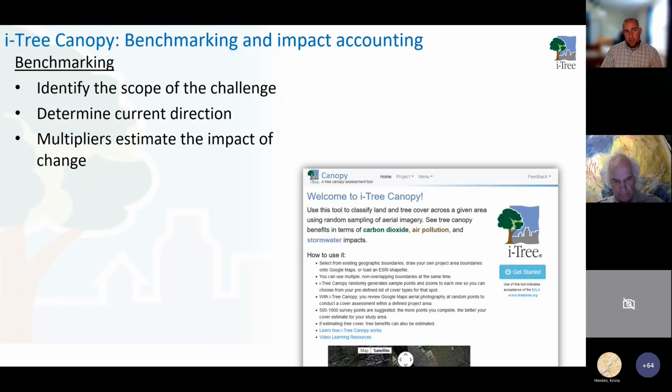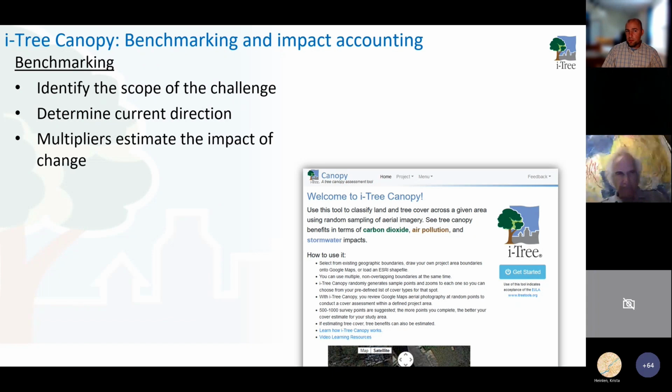So just to put it in writing, Canopy is a great tool for benchmarking. You can definitely identify the scope of the challenge. You can see where you're starting from and make a proposal directly based on real data about where you want to go as far as funding goes.